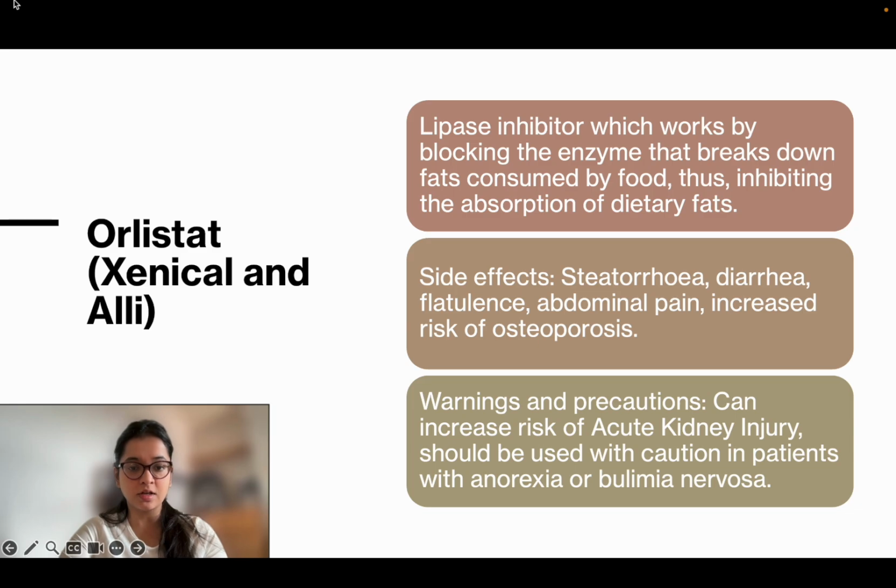fats is reduced. Now, there are a few side effects that come with this medication, like steatorrhea, diarrhea, flatulence, abdominal pain, and it also increases the risk of osteoporosis by decreasing the absorption of vitamin D and calcium. It can also increase the risk of acute kidney injury and should be used with caution in patients who have anorexia or bulimia nervosa.